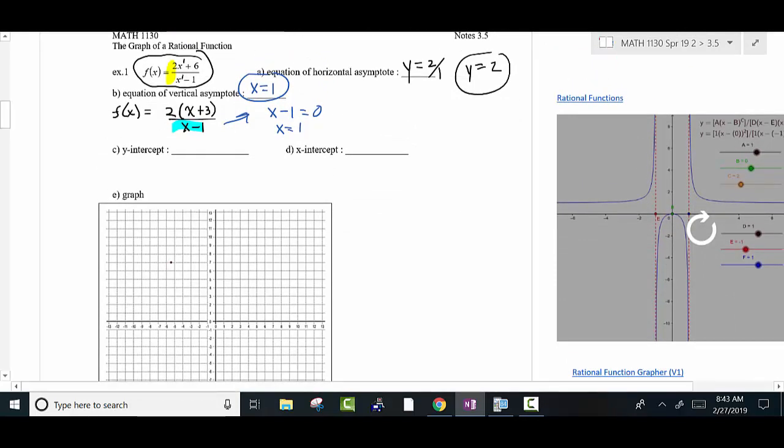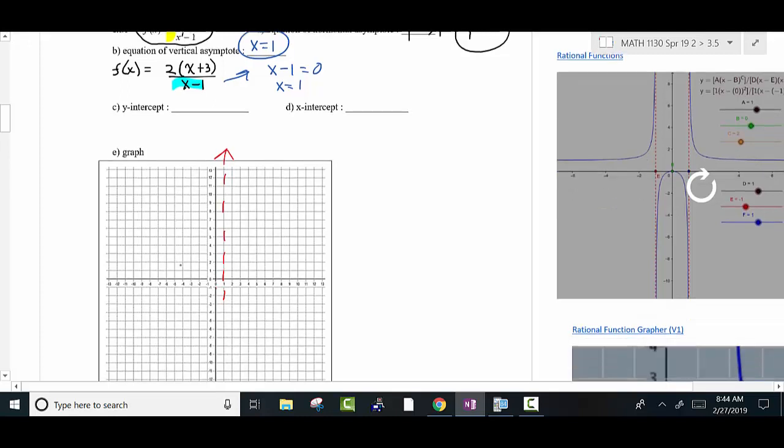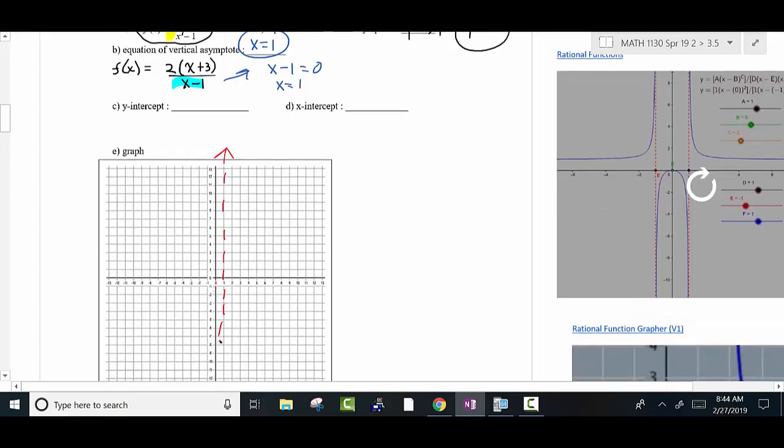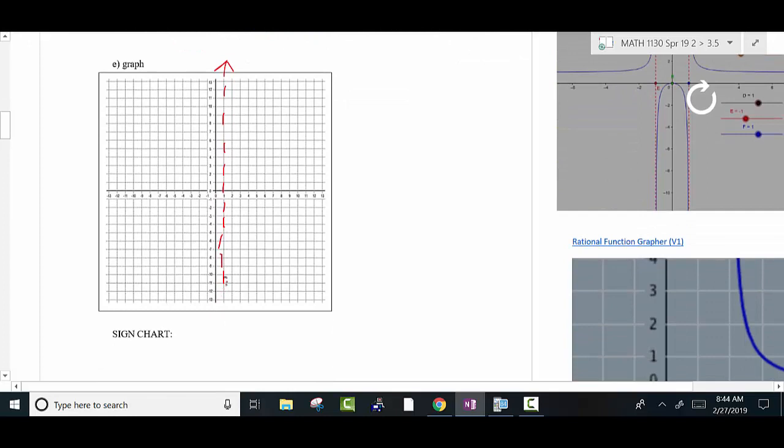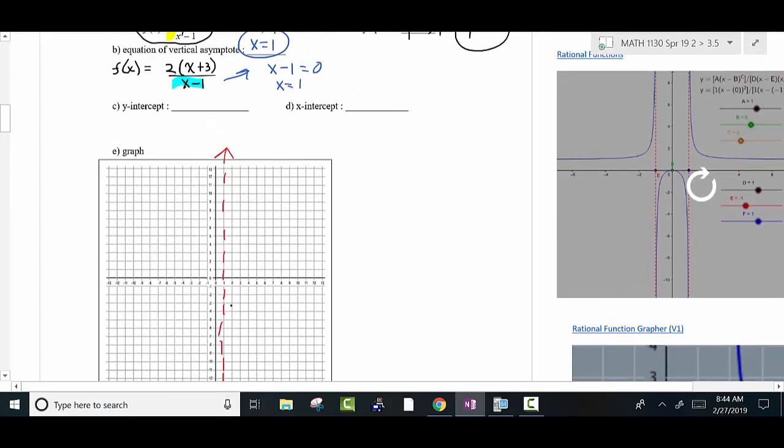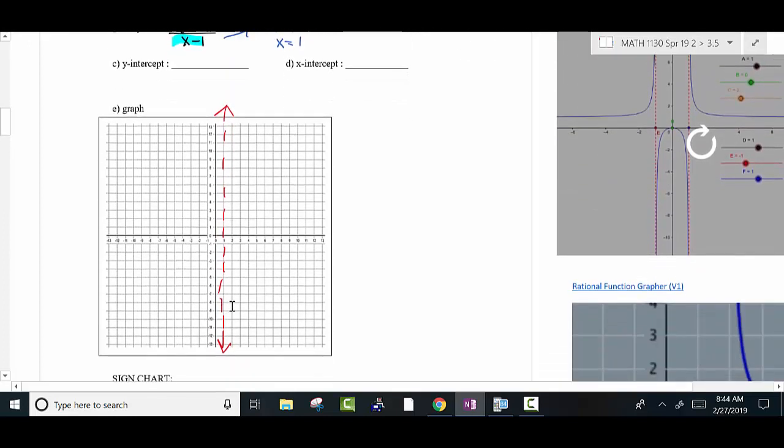go to the graph I provided for you and just sketch out your vertical asymptote and horizontal. So the vertical asymptote goes through x equals 1, use a dashed line there, okay, like that. And then also do the horizontal asymptote, which was what, y equals 2.